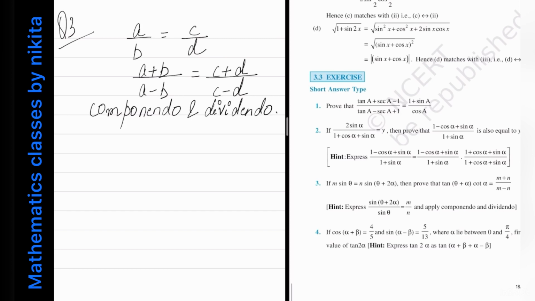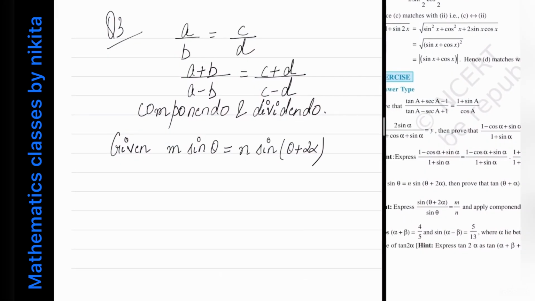Now let's do this question. So what is given? It is given that m sin theta is equal to n sine of theta plus 2 alpha. Okay. So first of all, I can write this as sine theta divided by sine of theta plus 2 alpha is equal to n by m.